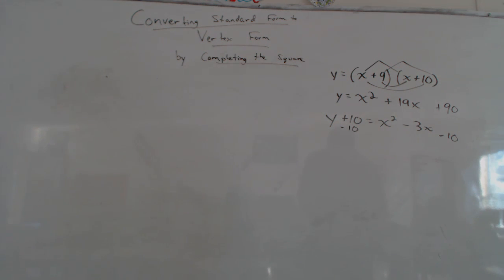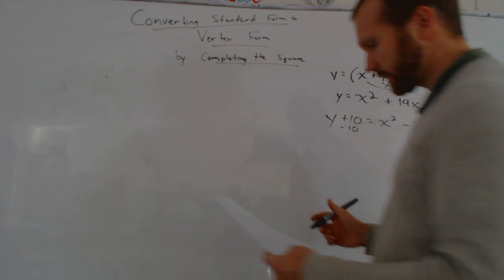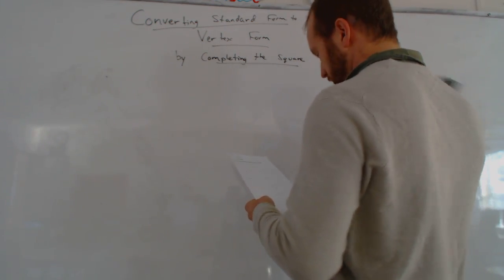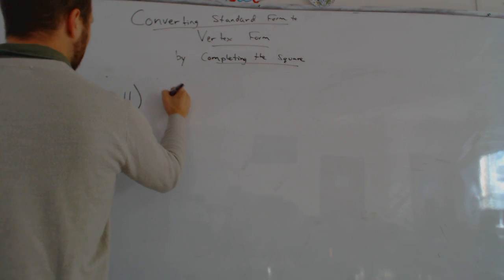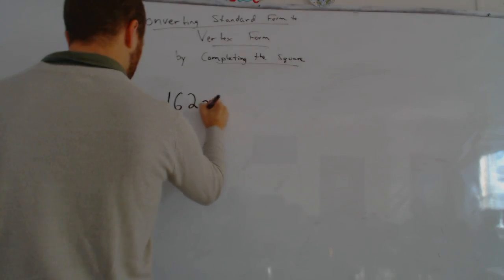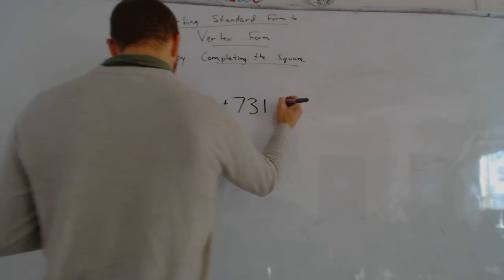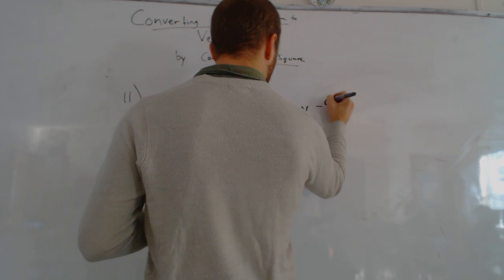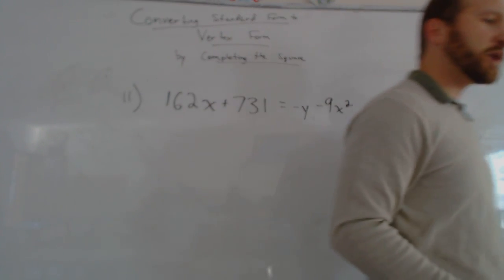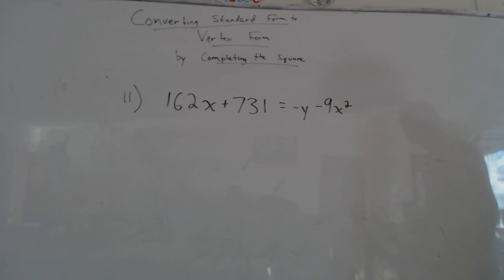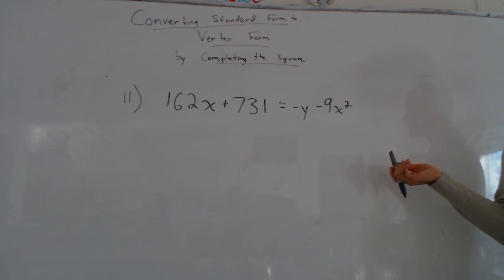So let's say we had something like, yeah, this one's on your homework. Here's a good one. That's kind of an example of this. This is number 11 on your homework. So number 11 starts out looking like this. That is totally not standard form, right? But I can get this into standard form.